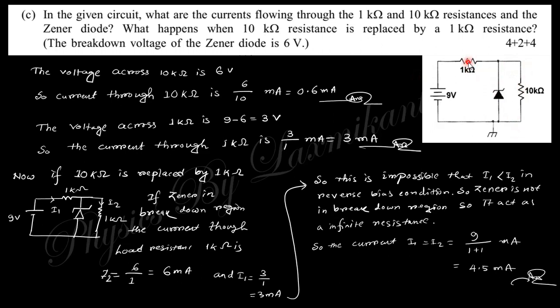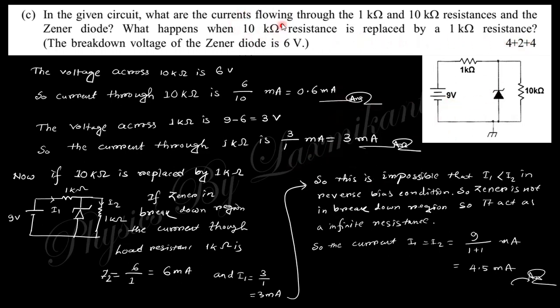So the rest of the current, that is 3 minus 0.6, which is 2.4 milliampere, flows through this Zener diode, because you know in the breakdown region of a Zener diode the current varies but the voltage is constant. So this is the answer.